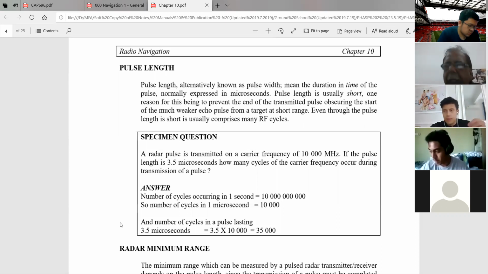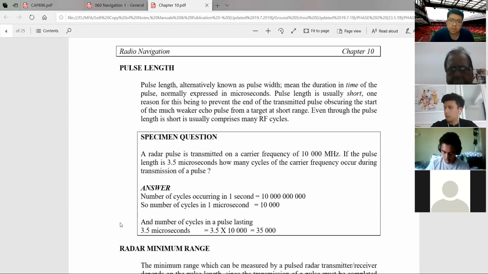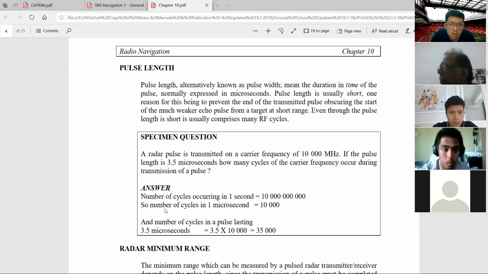Now, please tell me how much distance will a radio wave cover in 1 microsecond? Speed of light. One microsecond.